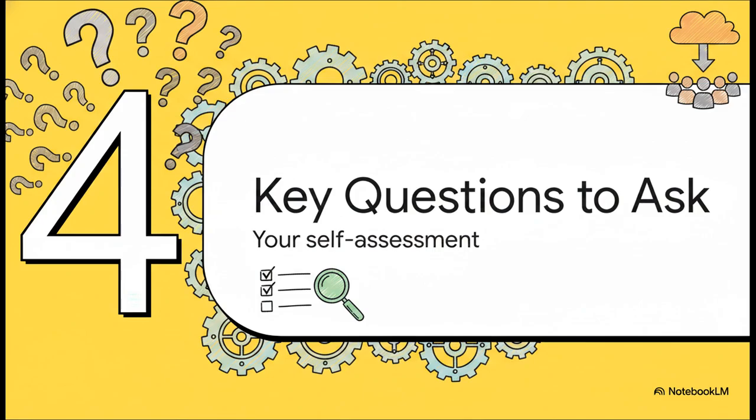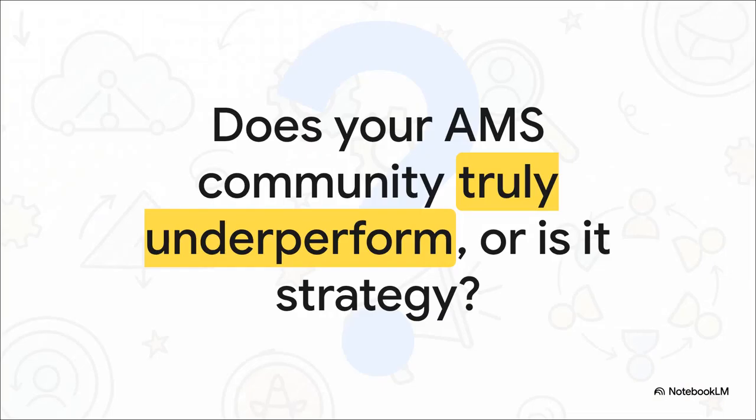So, with all of that context in mind, let's get down to brass tacks. Here are the critical questions that you and your leadership team absolutely have to answer internally, long before you even think about looking at a contract. Think of these as your personal evaluation checklist. And this is the big one. Question number 1. Is your current community tool really the problem? Or is it your engagement strategy?